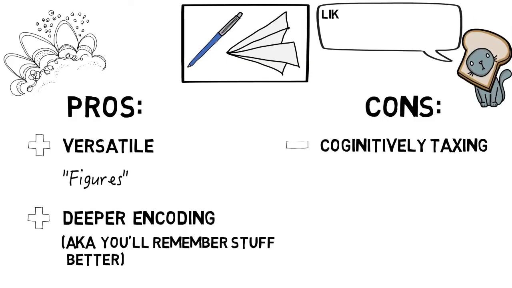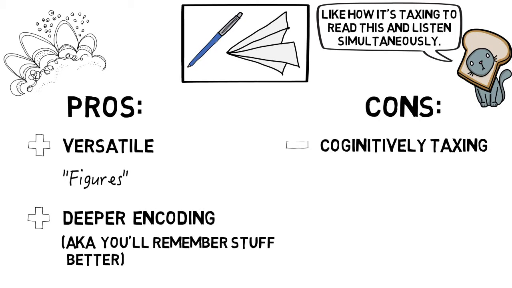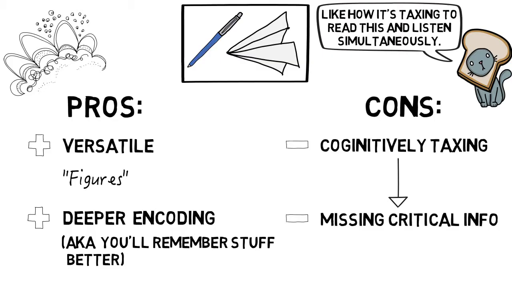On the other hand, note-taking is cognitively taxing. After all, you have to pay attention, decide what is important to write down, and then actually write it down all at the same time. Some will be unable to do these processes quickly enough, and so will miss critical information.